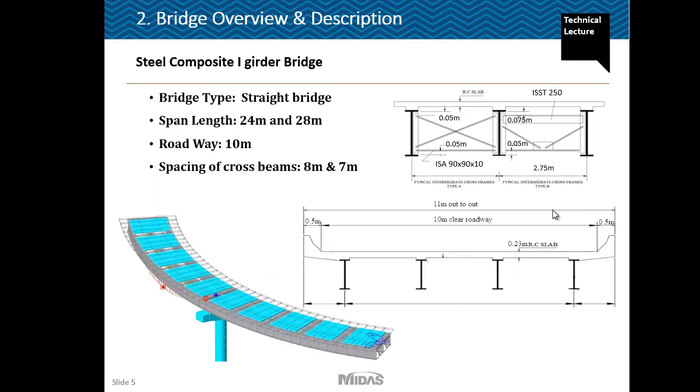First, the overview of the bridge. This is a straight bridge, and we are going to model a two-span bridge with 24 meter and 28 meter span lengths, and the roadway width is 10 meters. The spacing of the cross beams we are considering is 8 meters and 7 meters. This is an overview of the cross section of the bridge. It has 4 girders, and you can also see the bracing arrangements. We have an X bracing, and it is a plate girder composite bridge, by the way, with X bracing and K bracing also.